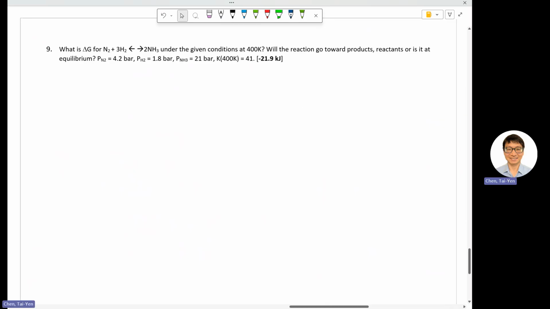Okay, so question number 9. Again, it is the equation that uses the very last concept we said, right? So you have to recalculate the delta G value. If your delta G value is negative, then it moves to the product side. Positive, it moves to the reaction side. 0 is equilibrium.